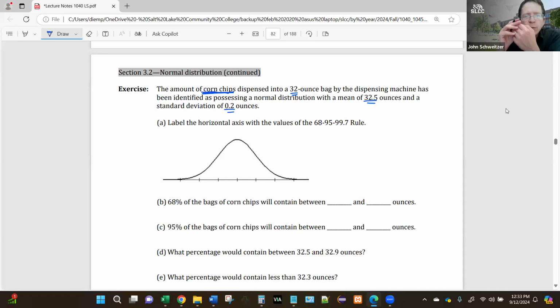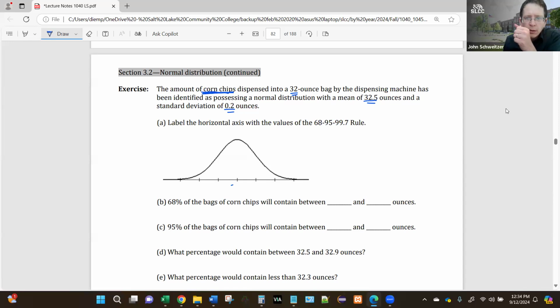They don't want to go under their advertised amount. Standard deviation is 0.2 because, again, machines will do this, and even humans will do it too. You make a bunch of things, and they're going to be slightly different from each other. So as long as that slight difference is small, we're okay. And so here they're okay with the standard deviation of 0.2. So label the horizontal axis with the values of the 68, 95, 99.7 rule.